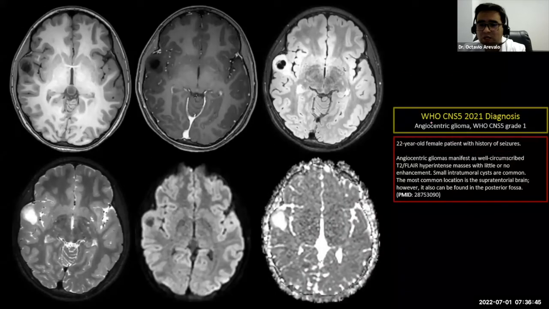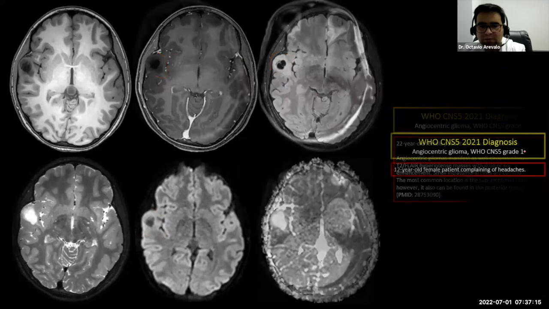This is a 22-year-old with a history of seizures again. And you see that there is this expansile T2/FLAIR hyperintense lesion. You see that there is bone remodeling here. So this tumor has been slowly growing there for a while. There is no enhancement whatsoever, no restricted diffusion, and there is no calcification. And this is what an angiocentric glioma looks like. And again, this is a WHO grade 1 tumor, a benign tumor, okay?